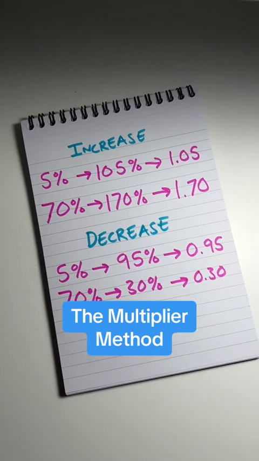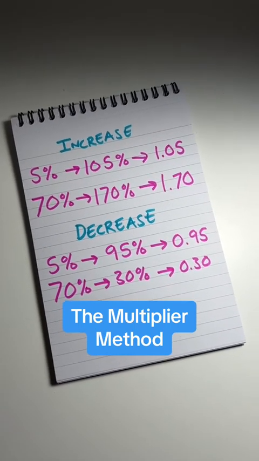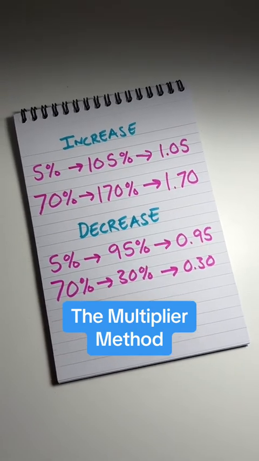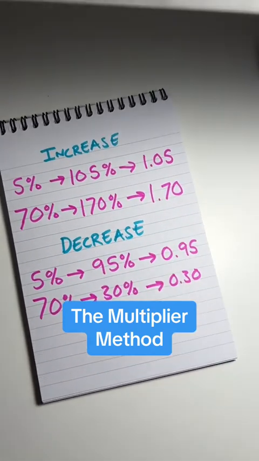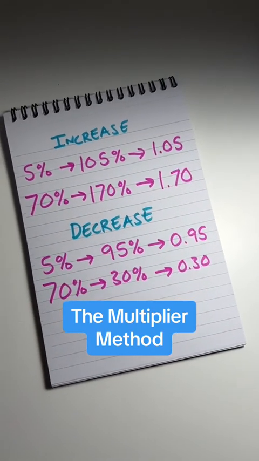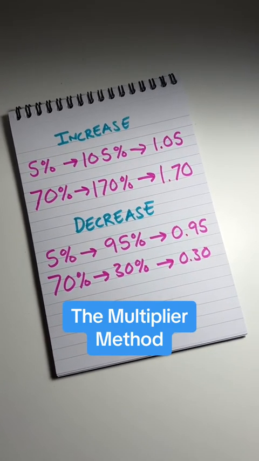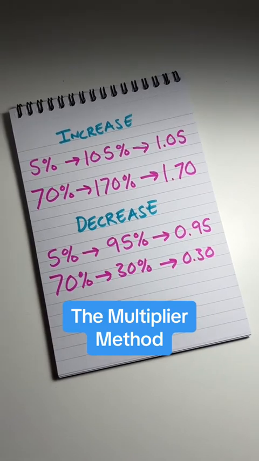If you had to do an increase of 70%, that's 170% because it's an increase, so we're going above 100%. And that as a decimal is 1.70 or just 1.7. So if you needed to do an increase of 70%, you would multiply the number by 1.7.